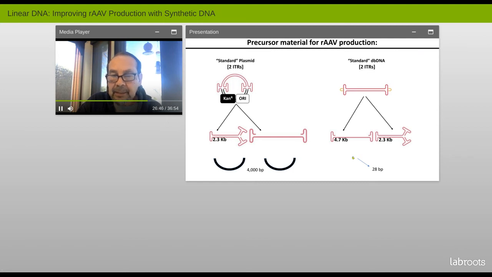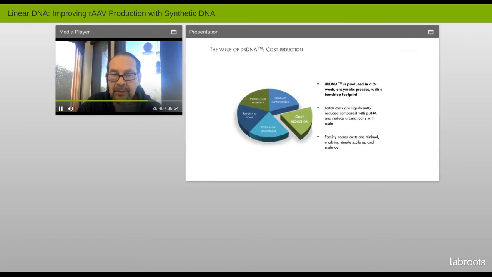And at the same time, if you advance once more, you'll see that what we have achieved here is basically reducing the cost, the time, and improving the product quality of AAV using a synthetic DNA starting material. And so I'll close by showing one last slide.